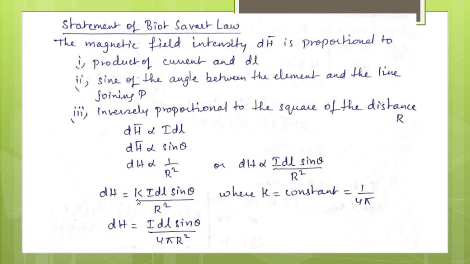Here k is the constant of proportionality, which is equal to 1 divided by 4 pi. So put the value of k in this equation and write it as dH is equal to I dl sine theta by 4 pi r square.